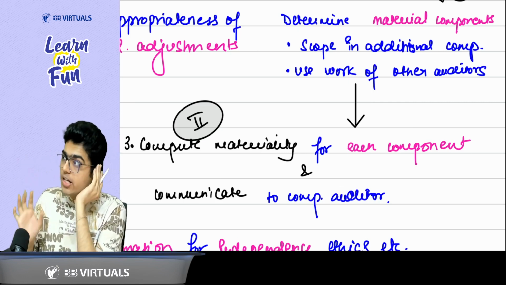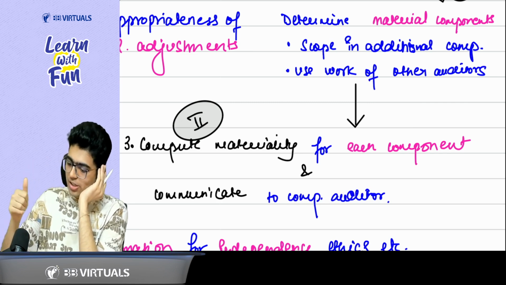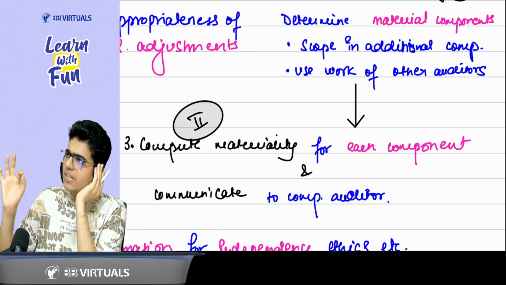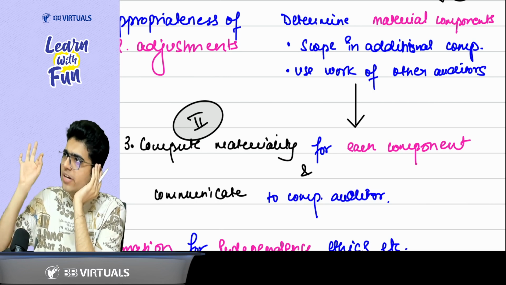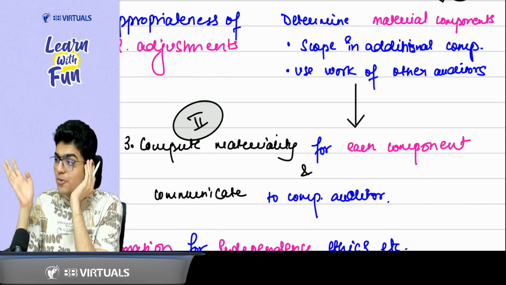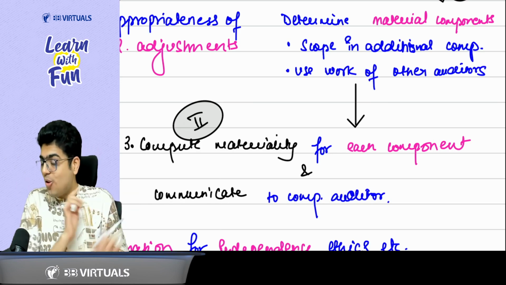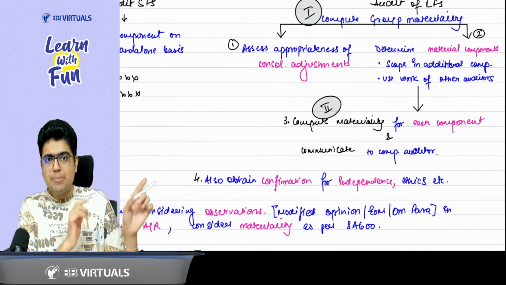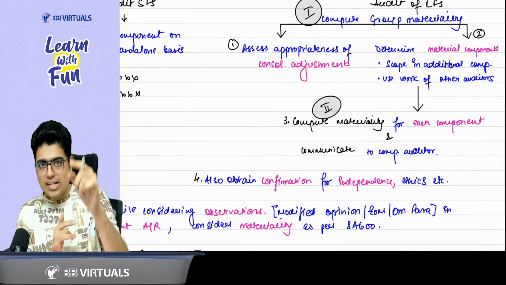Hello, component auditor, are you independent? Very good. Have you complied with the ethical requirements? Confidentiality, objectivity, integrity, professional competence, professional behavior. Okay. You also need to take a confirmation for independence, ethics, etc. Got it? Got it, sir.